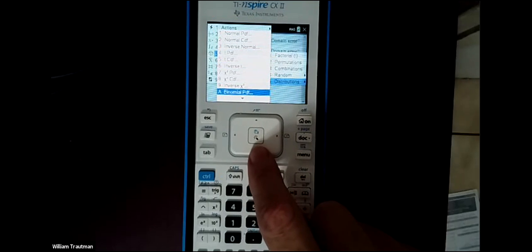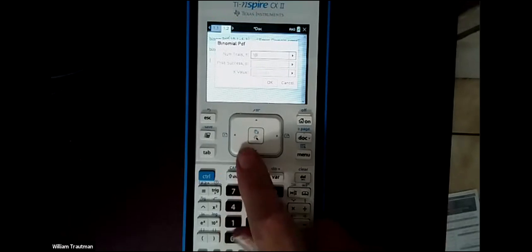it gave me an error. I think I hit enter too many times. I have a negative in there, so I'm going to do that one more time. I'm probably going to have to start over. Menu number 5, and then we got to go down to A, binomial PDF. Hit enter.